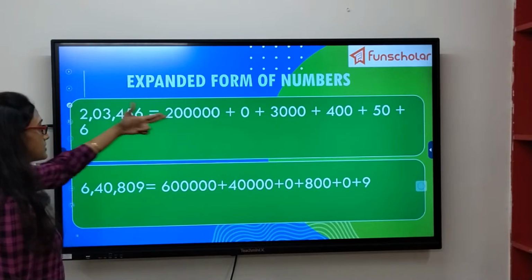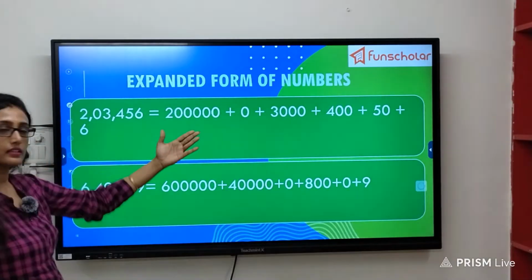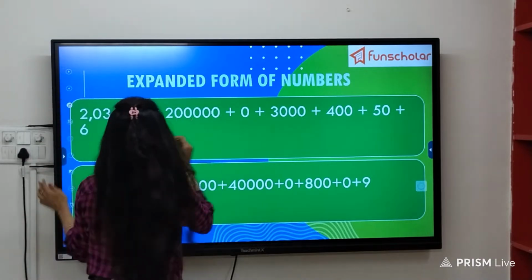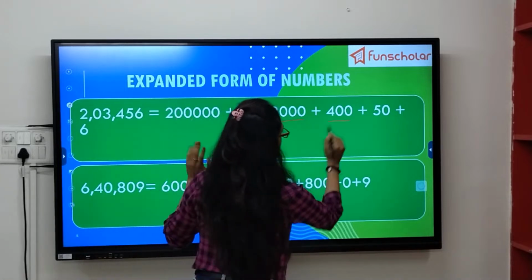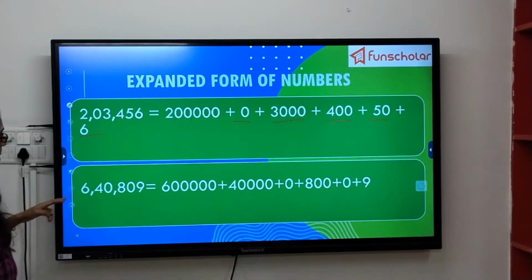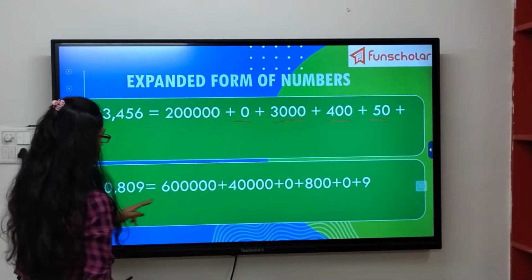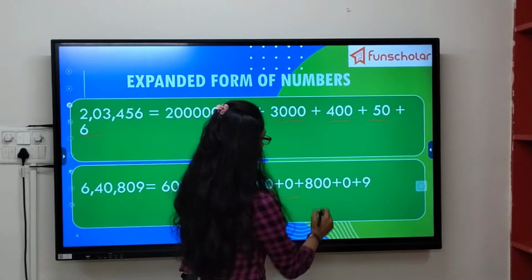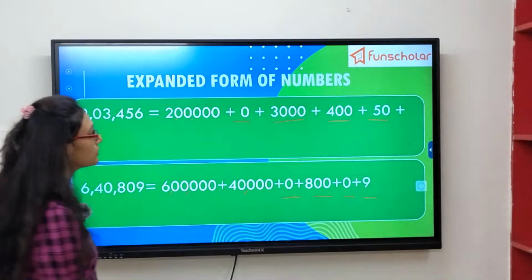Similarly, you have to just expand this. You just pause the video and try yourself and then check the answer. So it is written as 2 lakhs, then 0 is 0, then 3,450 plus 6. Similarly here this is expanded as 6 lakhs, 40,000, 0, 800, again 0, again 9. So done.